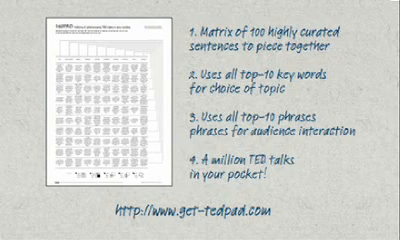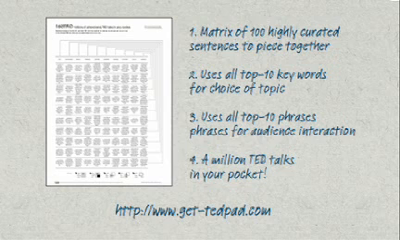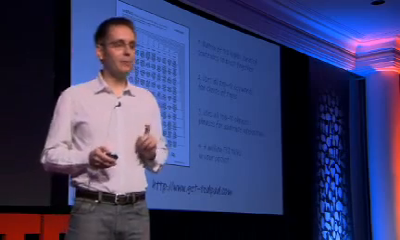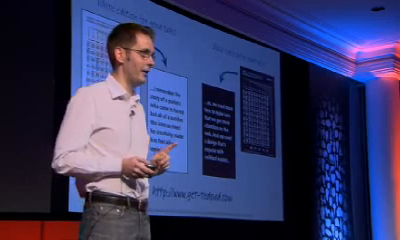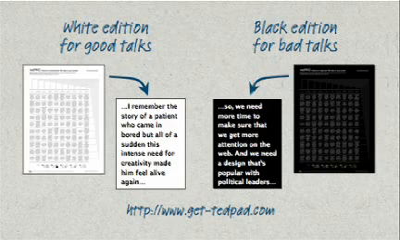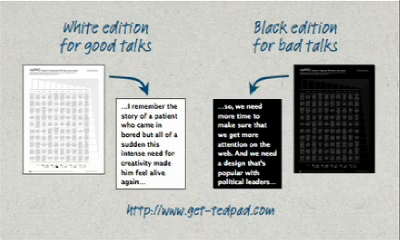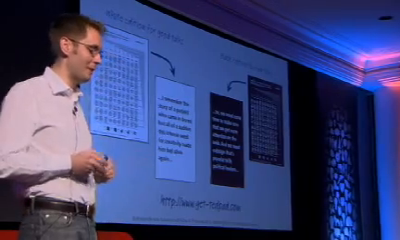The TED Pad is a matrix of 100 specifically selected, highly curated sentences that you can easily piece together to get your own TED Talk. You only have to make one decision, and that is, are you going to use the white version for very good TED Talks about creativity, human genius, or are you going to go with a black version, which will allow you to create really bad TED Talks, mostly about blogs, politics, and stuff. So download it and have fun with it.